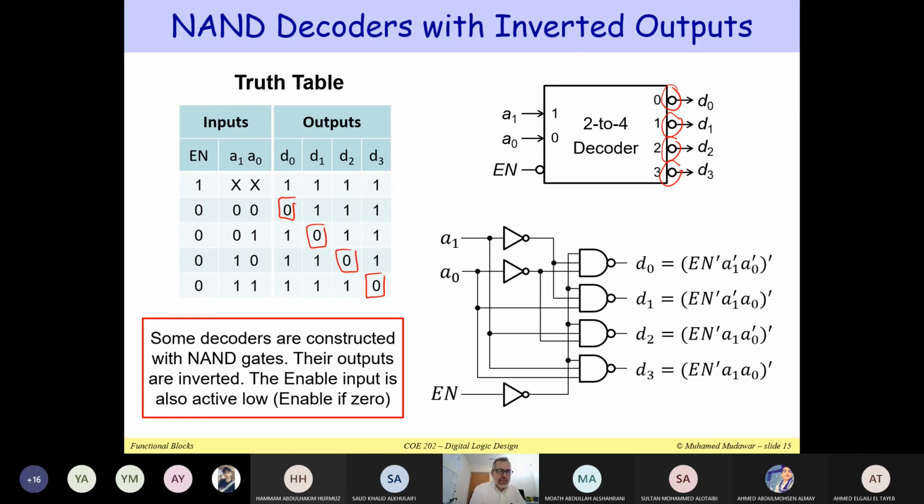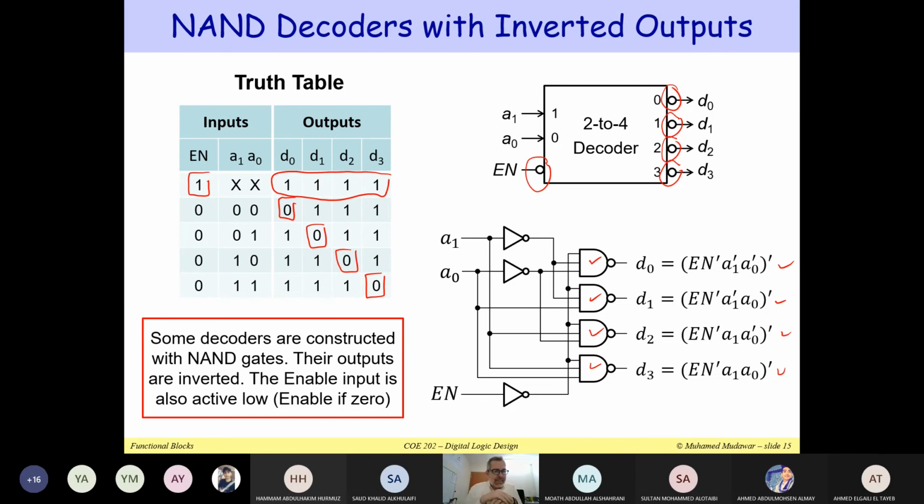And if it is disabled, so if enable equals 1, we are disabling it, and therefore all the outputs will be 1s. Notice that enable itself is inverted. And we can implement it using NAND gates. And these are basically the equations. So this is called a NAND decoder. This is a decoder that has inverted outputs, and we have implemented it using NAND gates.